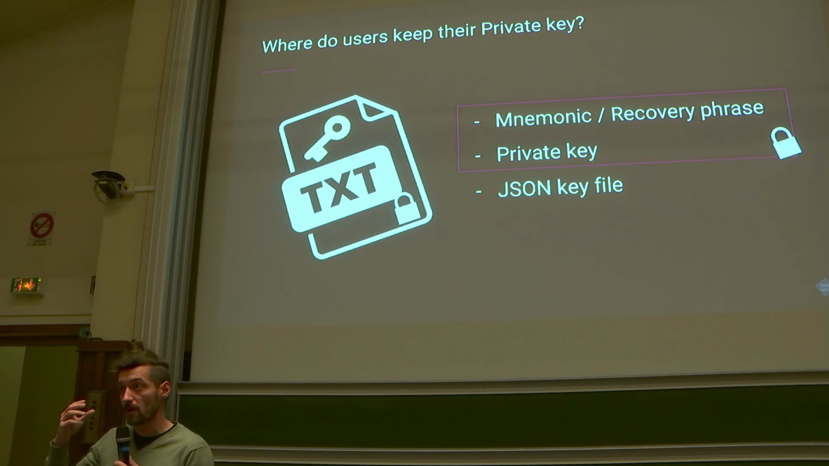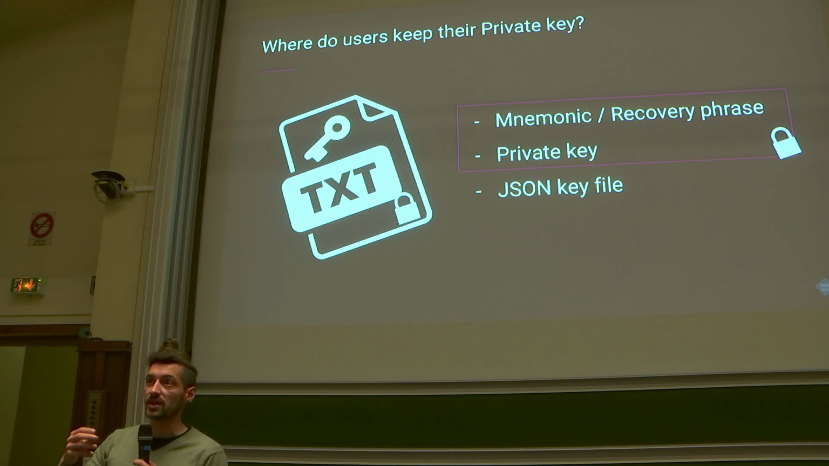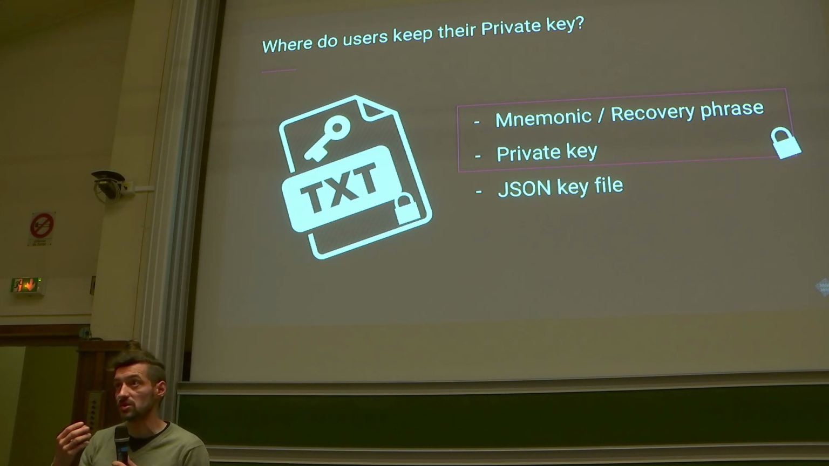And what we came up with after that is the JSON key file that is encrypted itself, and that you can use, together with a password, to give access to be able to sign transactions, right?